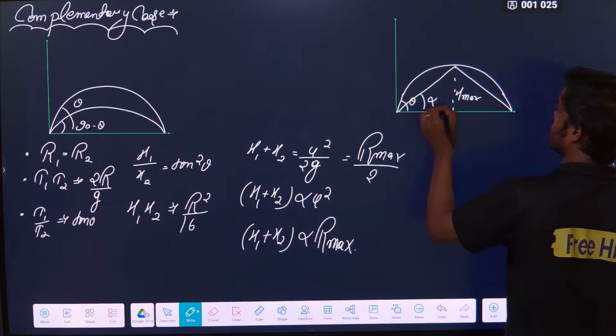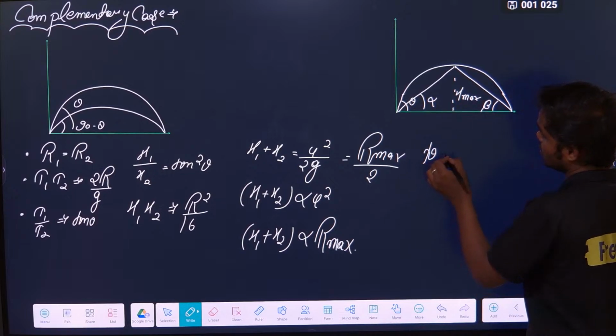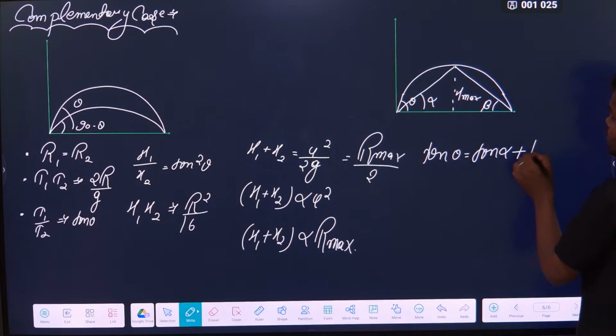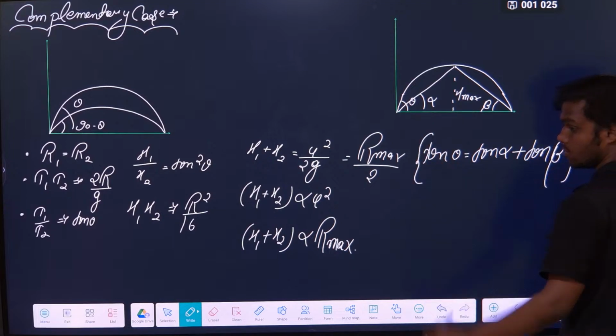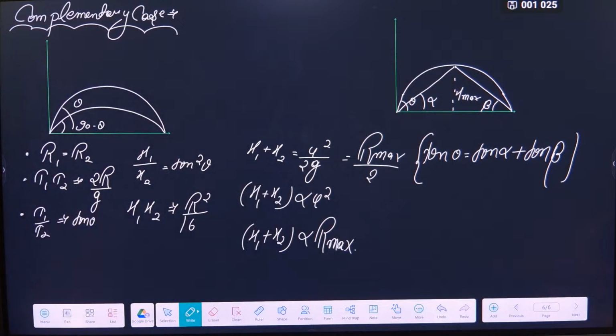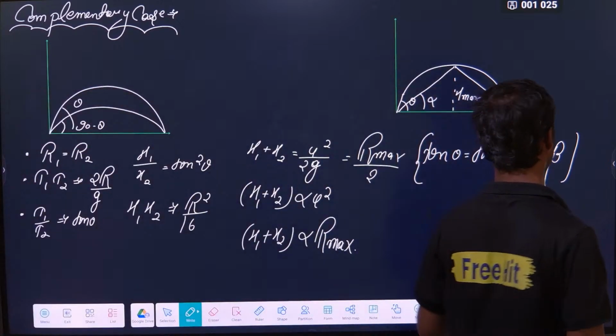This angle is alpha, this angle is beta. So what is the rule? State that tan theta is equal to tan of alpha plus tan of beta. Okay, tan of alpha plus tan of beta, correct? Tan of alpha plus tan of beta. That is one result.